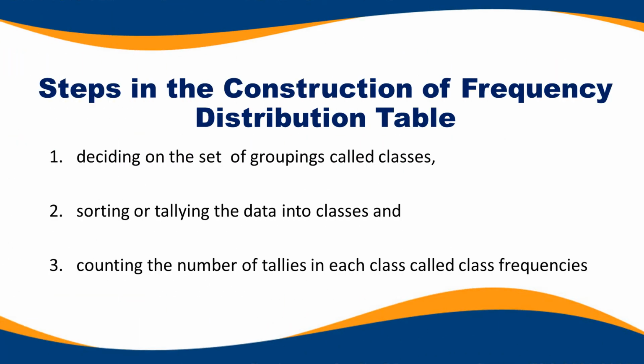So these are the steps. Number 1, decide on the set of groupings called classes. So how many classes will you make? Number 2, sorting or tallying the data into classes. Number 3, counting the number of tallies in each class, called class frequencies.